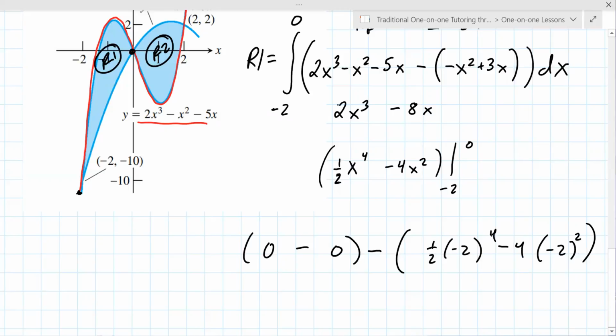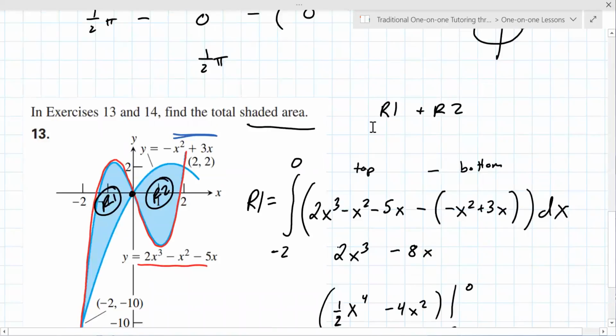So -2 to the 4th, that's 16, half of that's 8. This is 4 times 4, 16, so it's 8 minus 16, which is -8, but then there's a negative, so it's +8. And you should always get a positive area. So if you get a negative area, check your signs, check that you did the right top minus bottom. If you choose the wrong top and bottom and you do the math right, you do get a negative area, like if you were to switch the order of these. You can work around that in some problems, but it's always good to do it in the right order. So that's all region 1.